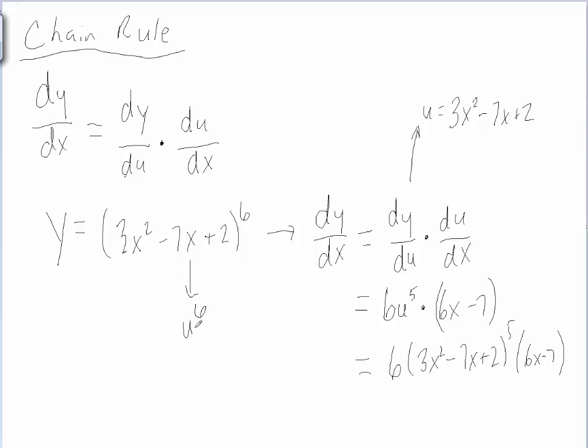You've got u to some power, and you're finding that derivative, u to the sixth, and you're finding the derivative of that u expression.